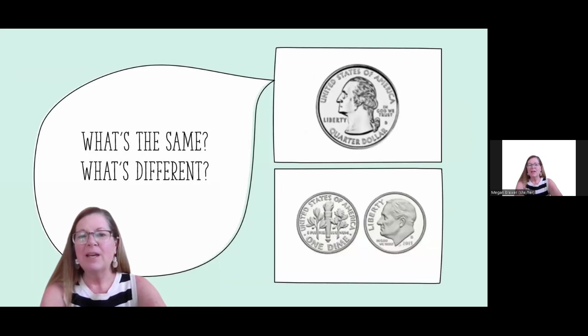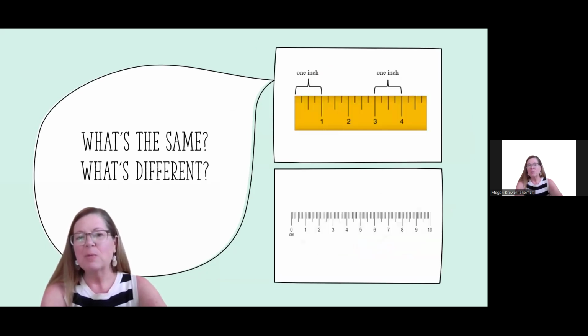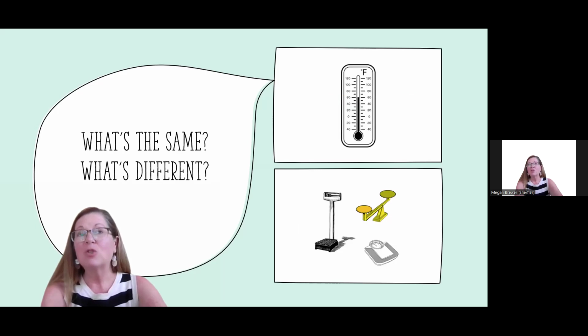All right, so more money. Here's another. Oh, still in measurement. We've got inches on the top and we have centimeters on the bottom. So we can have a facilitated discussion with students about what's the same. Those are both standard units that are used to measure, but they're different units. We've got US customary on top, and of course we have metric on bottom. And here we have tools for measuring. We've got measuring weight, or mass, on the bottom, and on the top, a temperature tool, a thermometer.